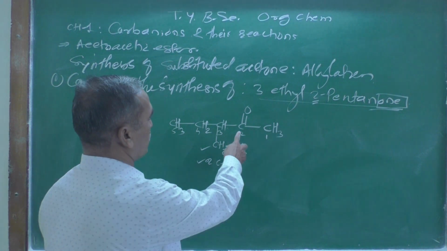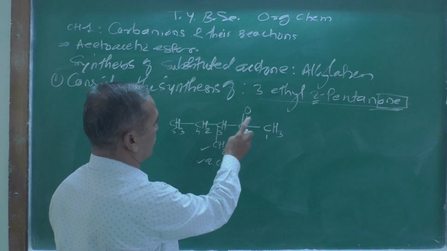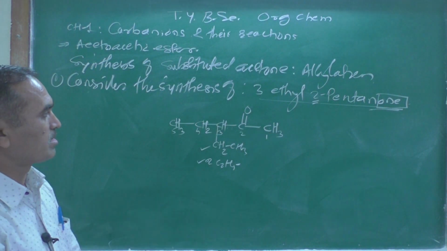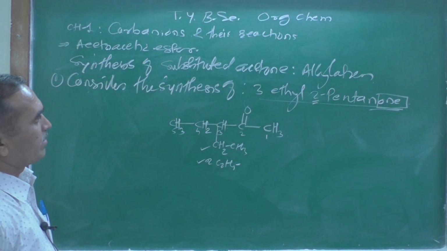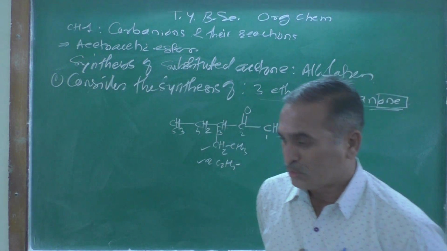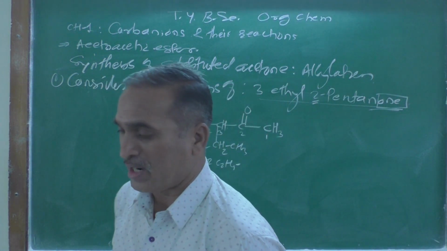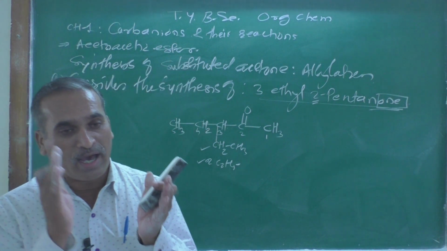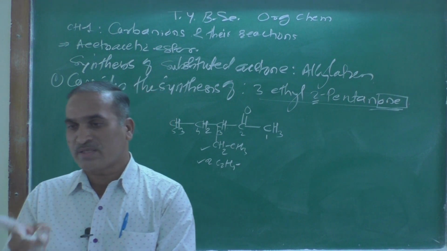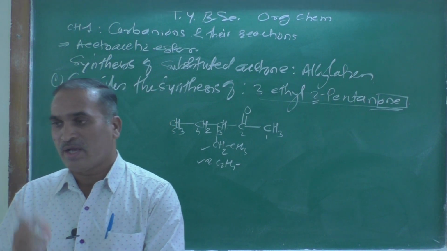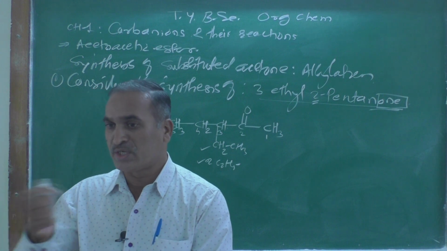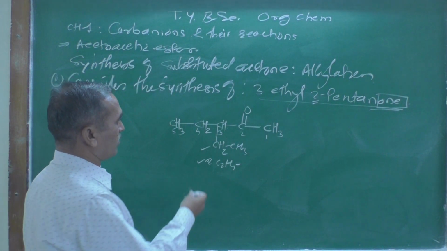Look at this carbon atom, there are 4 bonds, 1 2 3 and 4. Therefore this is the correct structure of 3-ethyl 2-pentanone. Now do the planning. Planning means you have to analyze how you can prepare this compound in the laboratory. That way you have to think, you have to increase your thinking power over here.